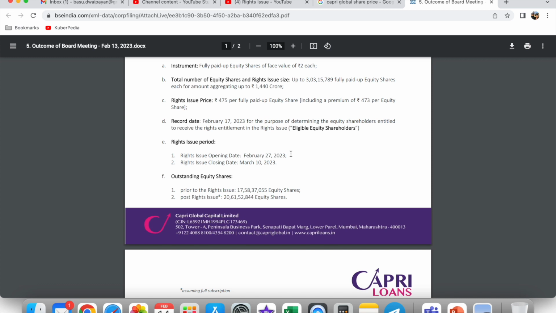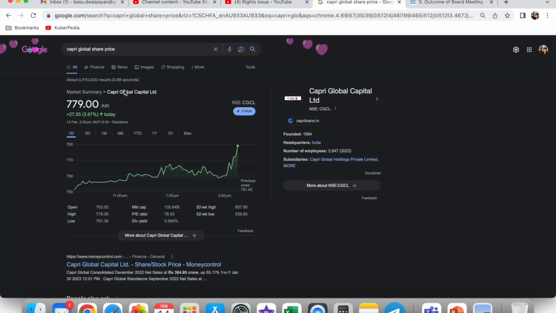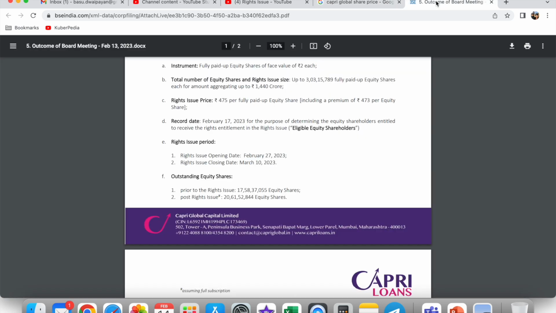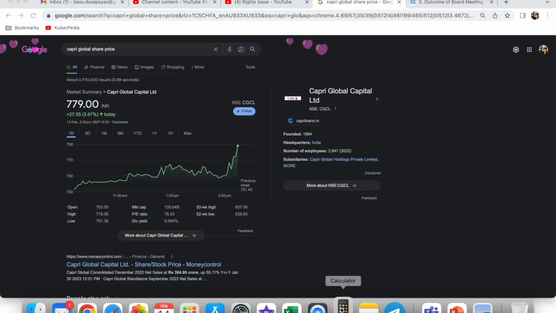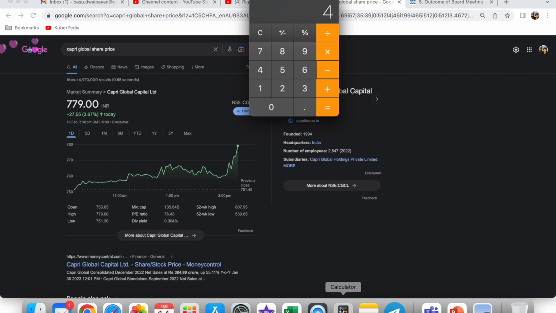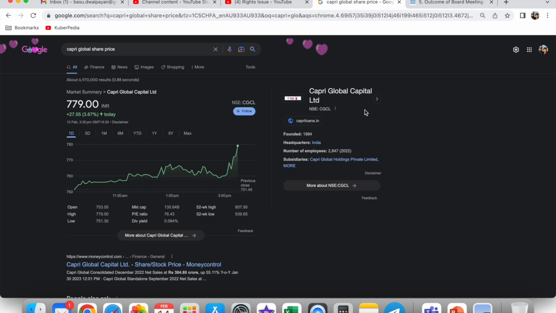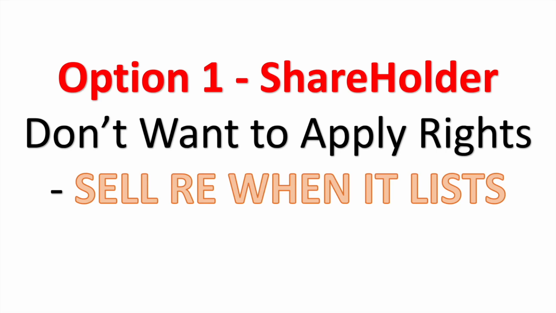Now what exactly is the premium price? The premium price is usually the price at which the share is trading minus the price at which the rights are being offered. The share price is somewhere around 779 and the rights are offered at 475. So 779 minus 475, approximately 300 rupees is going to be the premium price, the rights entitlement price. So if you don't want to spend more money, you can simply go online and sell those shares, and that 300 rupees per share is going to be credited to your account.